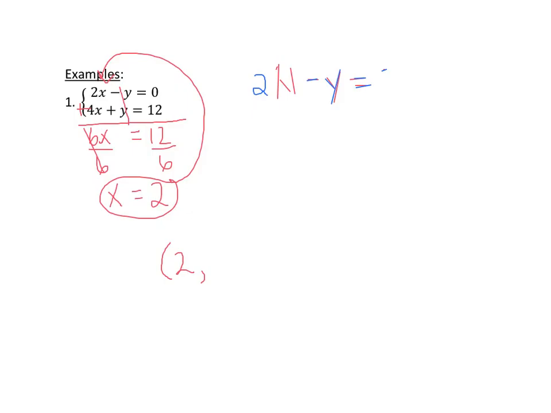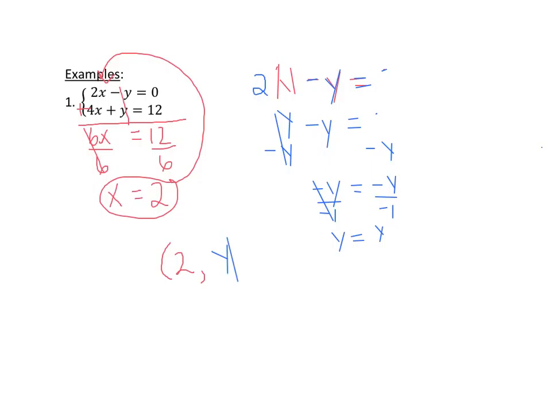So we've got 2 times 2, which is 4, minus y, which equals 0. We're going to go ahead and solve for y. So we're going to subtract 4 on both sides. We get negative y equals negative 4. And then we have to divide both sides by that negative 1 so that we can get the negative to cancel. And so we have y is equal to a positive 4. So I'm going to put that in my ordered pair here.